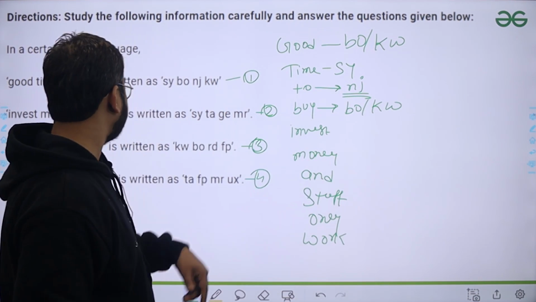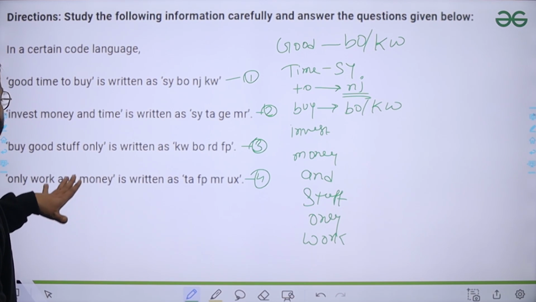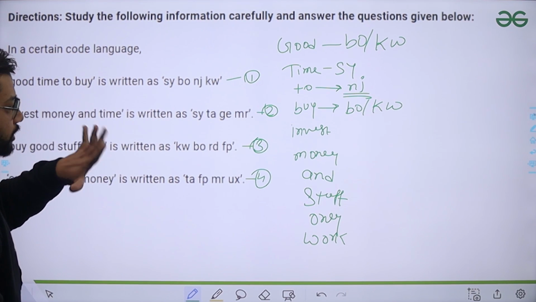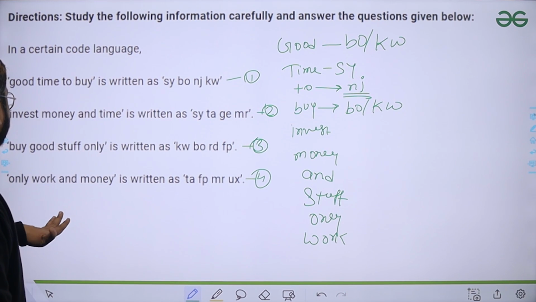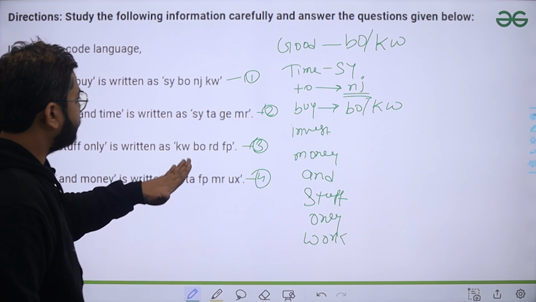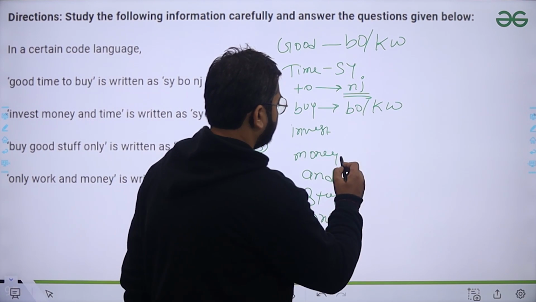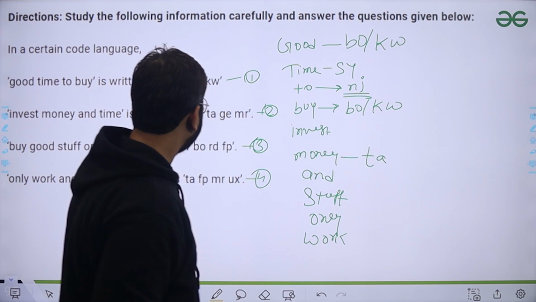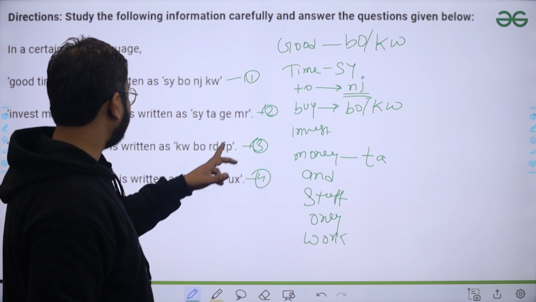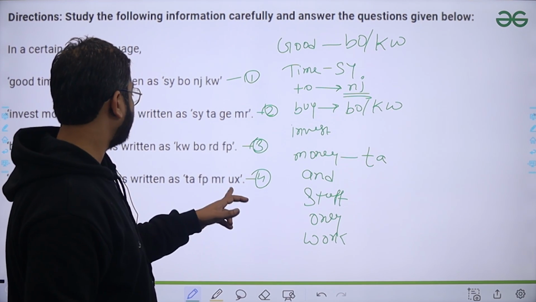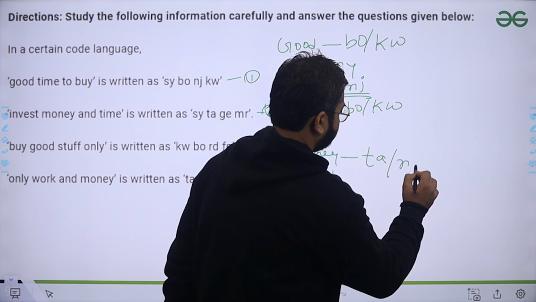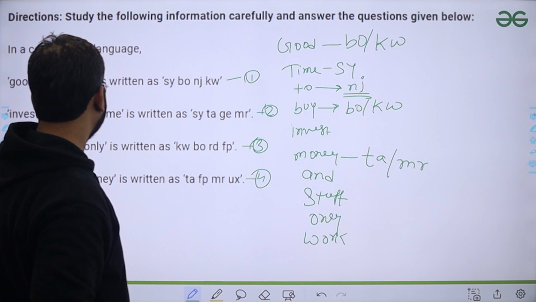For example, invest. So invest is nothing but here only. We are going to leave that part. Money is in statement number 2 and 4. SY, no. TA, so money for TA. Then GE, no. MR, yes. So MR will be money.